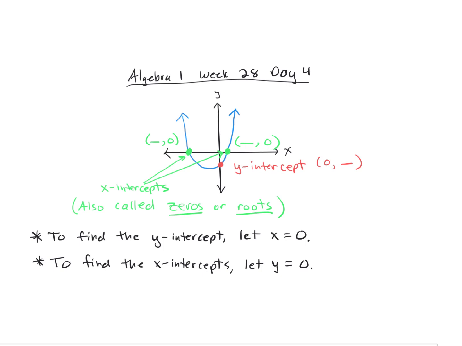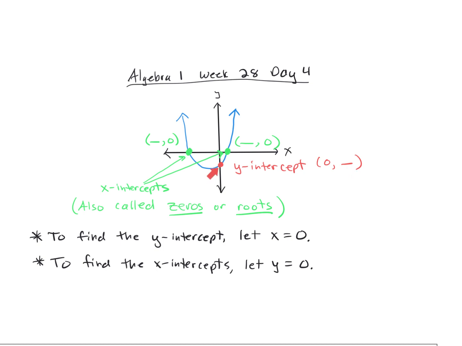Hey everyone, for the day 4 worksheet, which is the quadratic functions worksheet number 3, we are talking about zeros, roots, and intercepts. So let's go through those terms so we know what we're talking about. For any graph, and we've done this with lines already, the point where your graph crosses the y-axis is called the y-intercept.